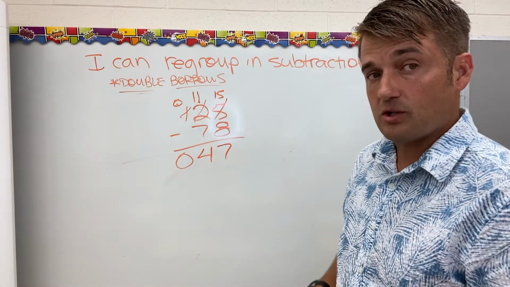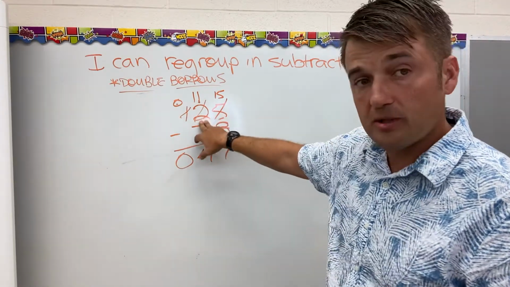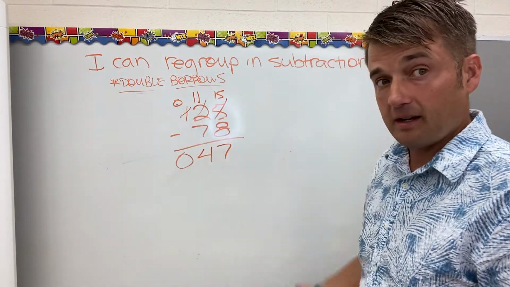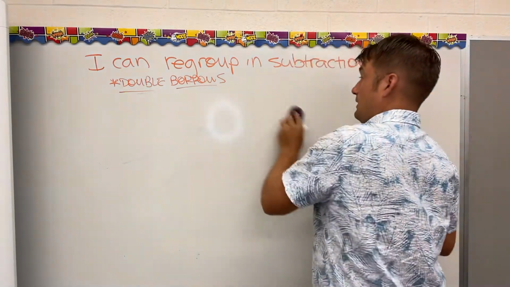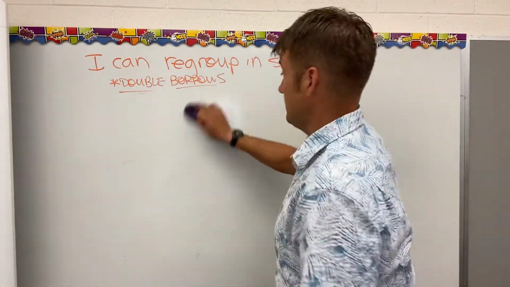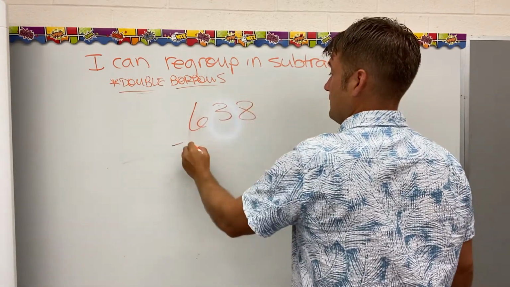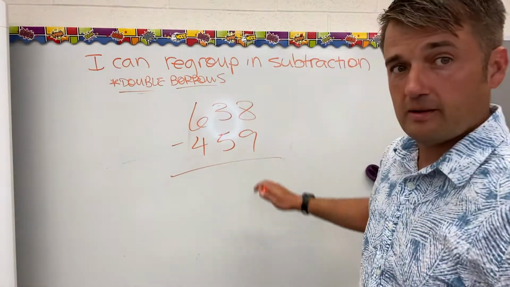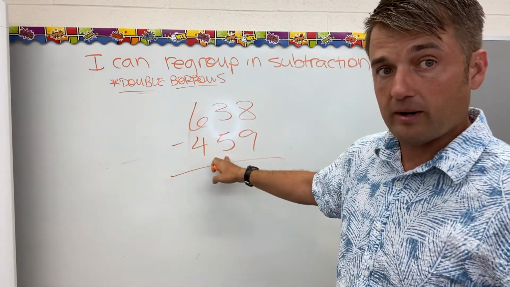Okay, so just to go back over that, that was a double borrow because the 5 borrowed from the 2 and made it a 1, and then that 1 had to borrow from its neighbor and ended up being an 11. Let's look at another example, okay? Let's do 600, let's go bigger than that. 638 minus 459. Okay, so I'm in another situation here where I've got bigger bottom, there's gonna be some borrowing.